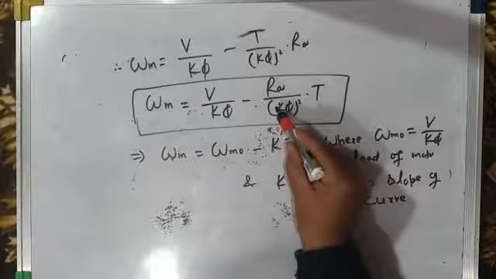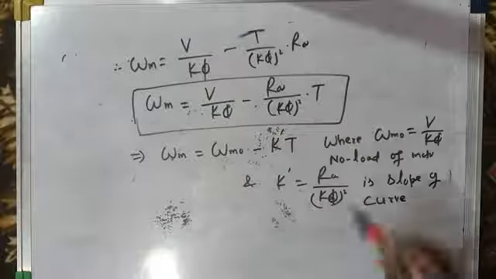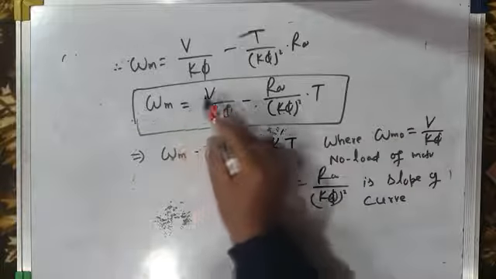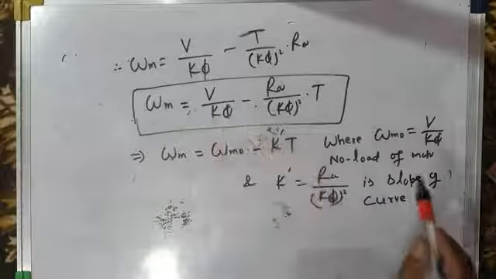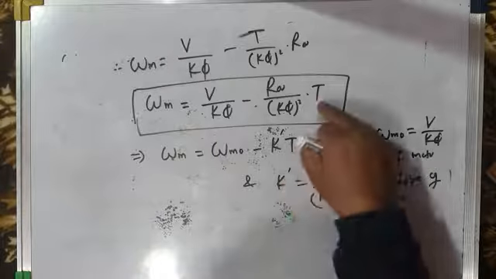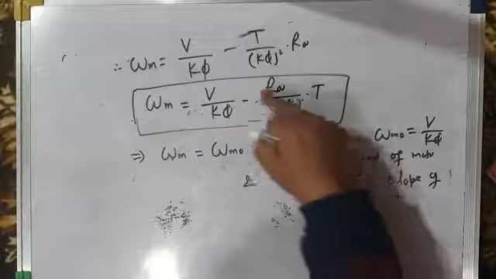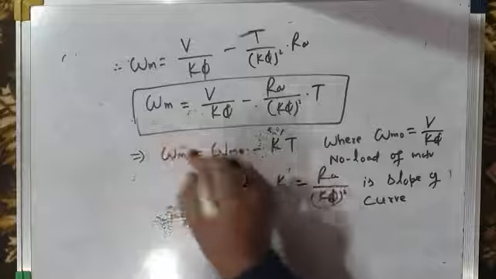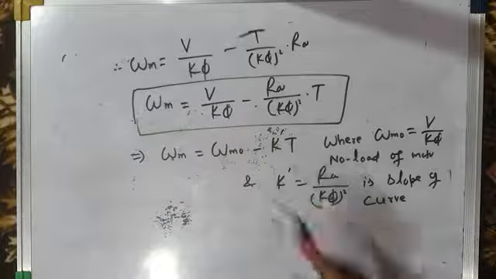It gives the drop in speed. When the motor is on no load, torque is equal to 0. So omega m is V by K phi, that is equal to omega m naught, no load speed. But as you start loading the motor, this term increases. So this drop in speed also goes on increasing, so that there is a drop in speed when you go from no load to full load.